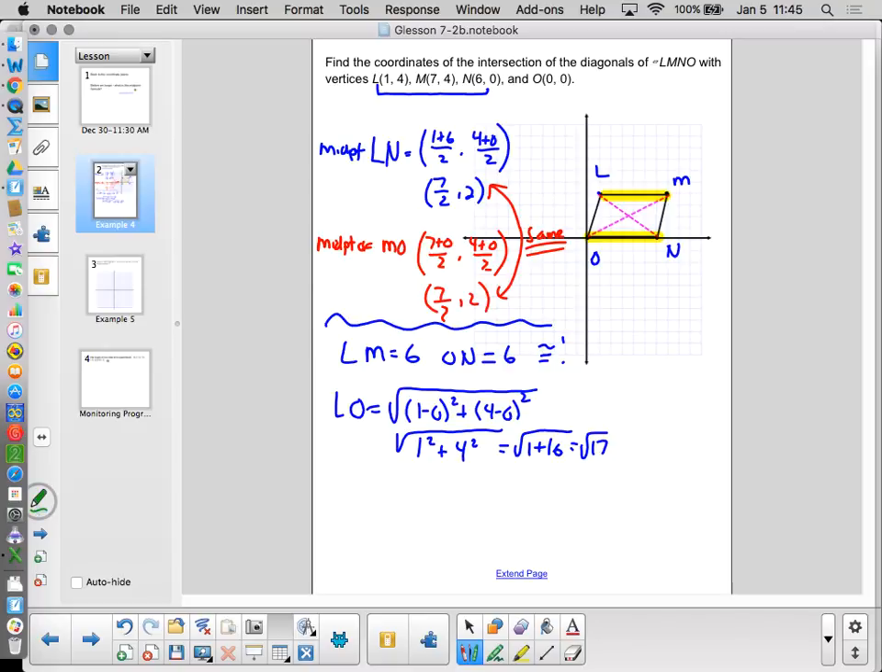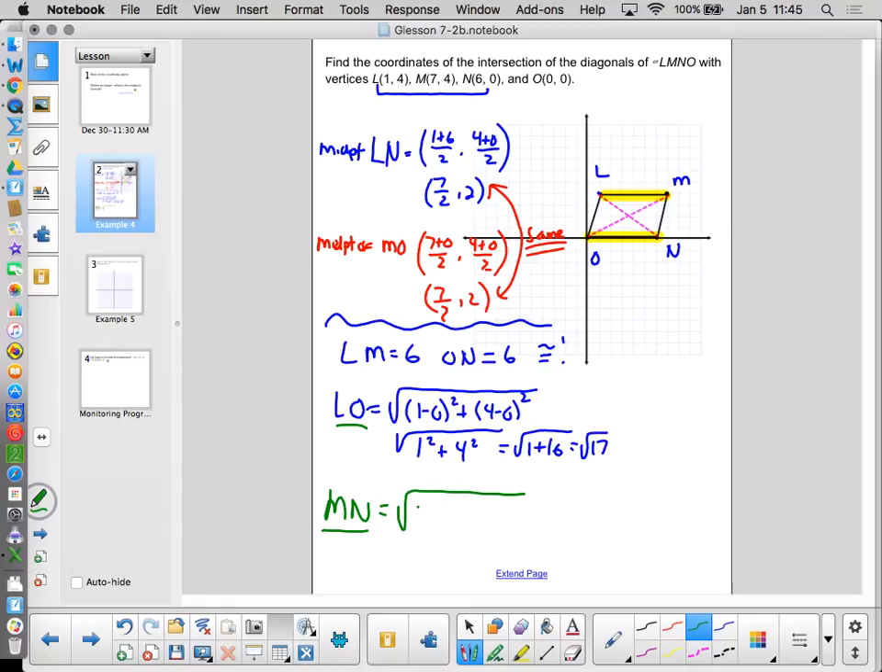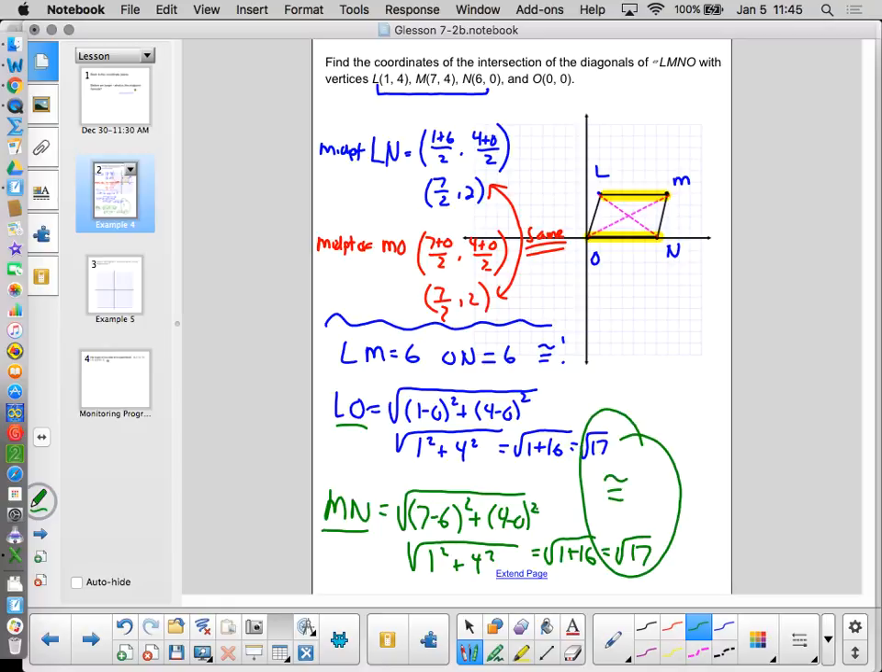Next, I'd find MN. And again, notice I'm labeling what it is I'm finding. MN would be 7 minus 6 squared plus 4 minus 0 squared, which is the square root of 1 squared plus 4 squared, which is the square root of 1 plus 16, or square root of 17. And again, we note that these are congruent. So I've just shown and proven to you that the opposite sides are congruent by using distance formula.